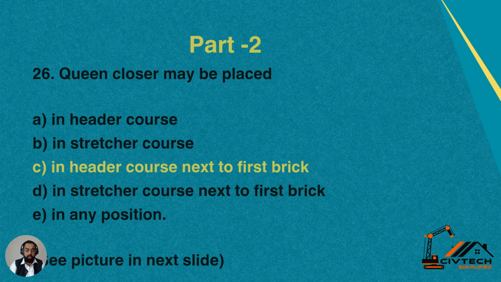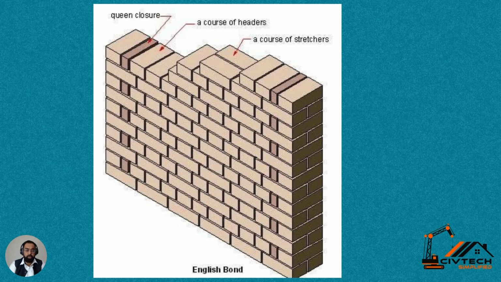You can learn in the picture here. You see, this is a picture of English bond. We already discussed this in the last video as well. And you can see that queen closer has been placed next to the first brick in alternate courses, in the header courses. The longitudinal are the stretcher courses, and these perpendicular are the header courses, but the queen closer has been placed next to the first brick in the header course.